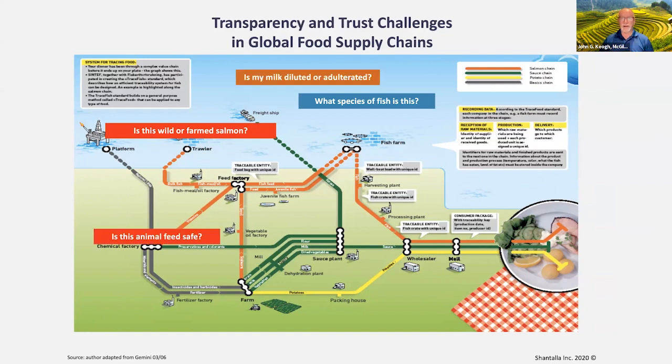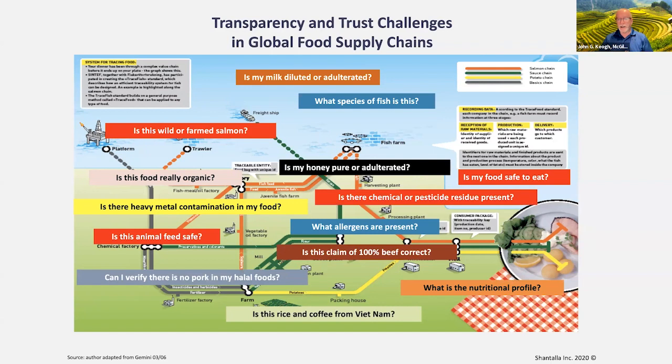How do we verify these things? Is my milk being diluted or adulterated? Is this animal feed safe? So there's a lot of questions that come up when we're looking at the complexity of global supply chains. Because if you're a buyer in, let's say, Brussels and you're buying from all over the world, the actions and behaviors of all of the people involved in the supply chain are what's considered unobservable. So how can we use technologies and science to be able to verify if a food product is actually organic or if there was a heavy metal contamination in it?